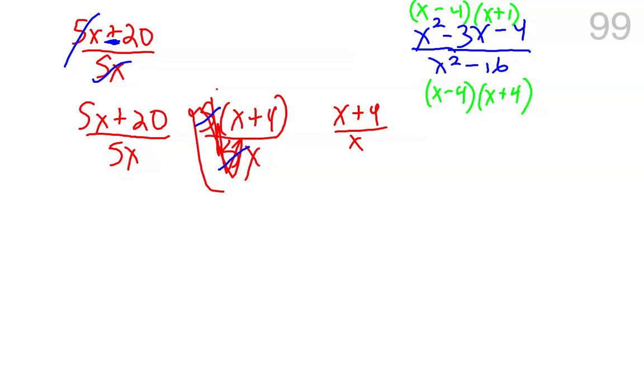Can everybody factor those? X squared minus 16 is x minus 4 times x plus 4. X squared minus 3x minus 4 is x minus 4 times x plus 1. Now watch. Die. I can kill the whole thing. Done. The answer is x plus 1 over x plus 4. That's it. So you factor and kill, factor and kill.